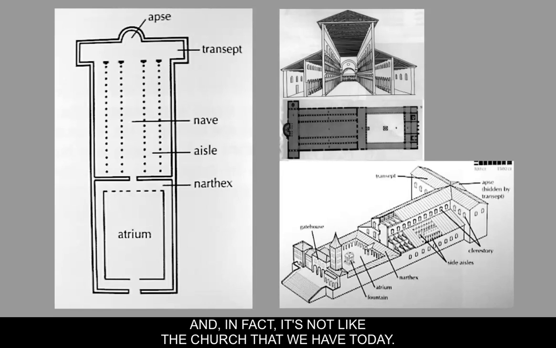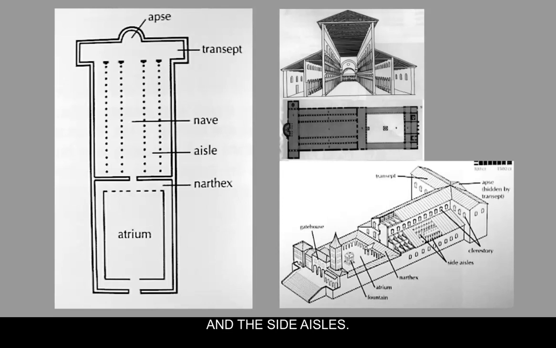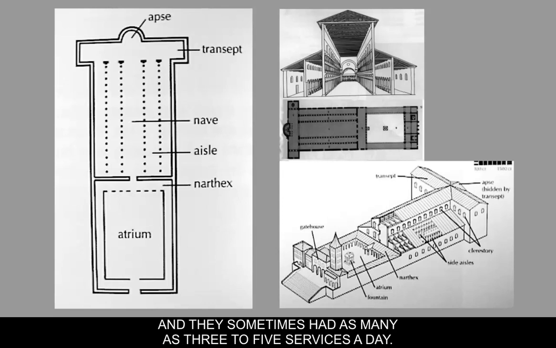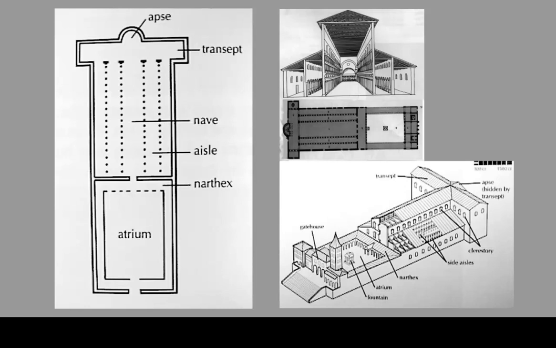And in fact, it's not like the church that we have today. I think people actually slept in the atrium and often slept inside the nave of the church and the side aisles. It was a much more lively place than the churches are today, and they sometimes had as many as 3 to 5 services a day.